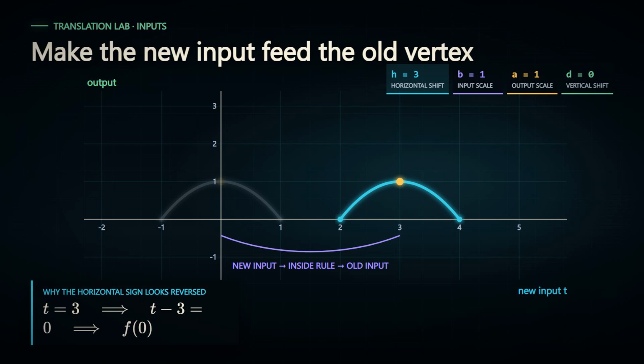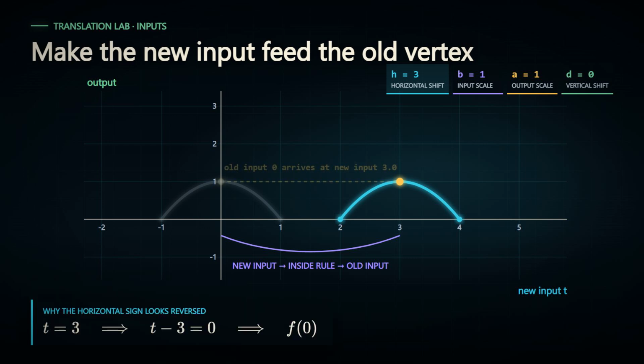Track the old vertex, which occurred at input 0. To place that vertex at new time 3, the function must receive 0 when t equals 3. The expression t minus 3 does exactly that. The inside becomes 0, 3 units to the right, so f of t minus 3 is the original graph shifted right by 3.